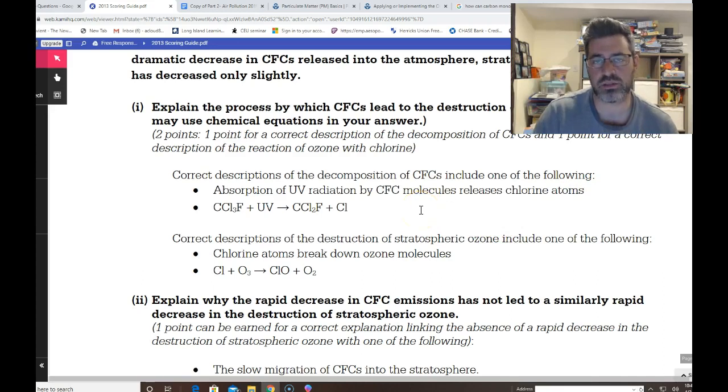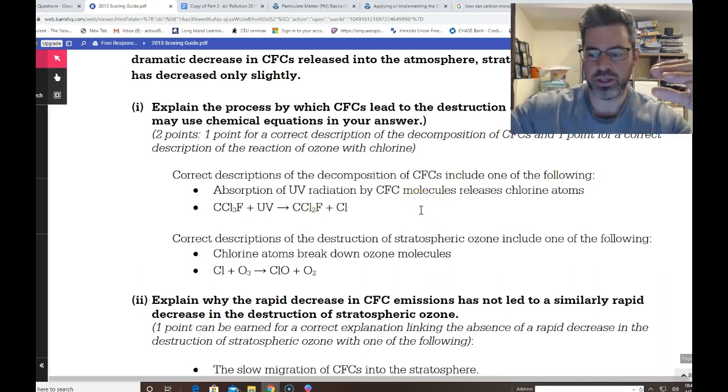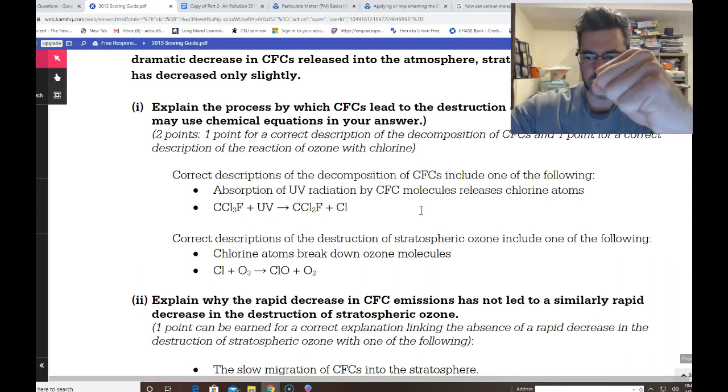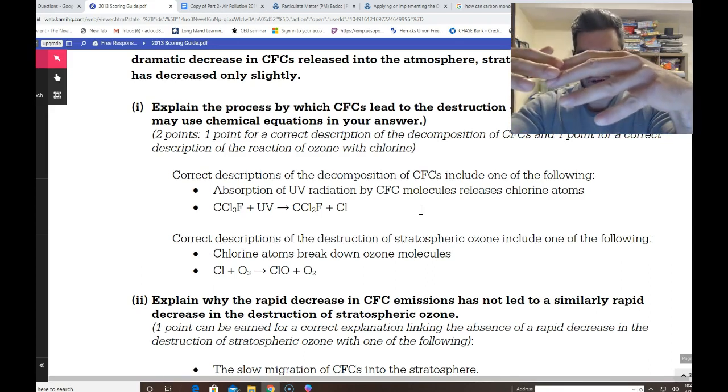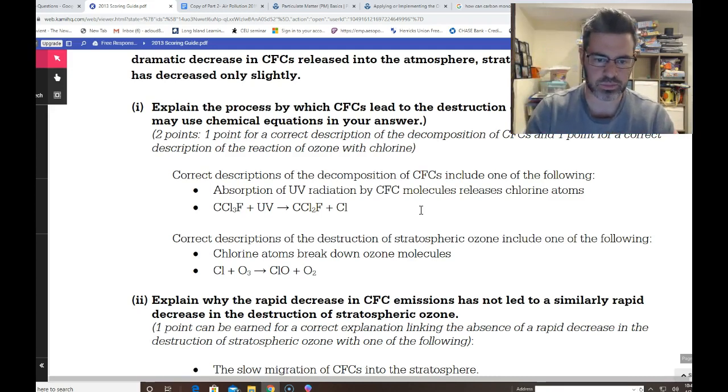The absorption of UV radiation, so here's your CFC. UV comes in, so here's my CFC over here. UV comes in, bang, breaks it apart, releases chlorine, right? That's the main catalyst that's going to break down ozone. Then you still have the next step, guys, right? And the next step is going to be then chlorine atoms break down ozone. You get full credit. That's what you would need. Okay, so a 2-point type question that you would have there. So once again, UV breaks down CFC to release chlorine. Chlorine breaks down ozone. Done. You could do it using formulas as well. If you know it, you can do it. Okay, you can do that as well.